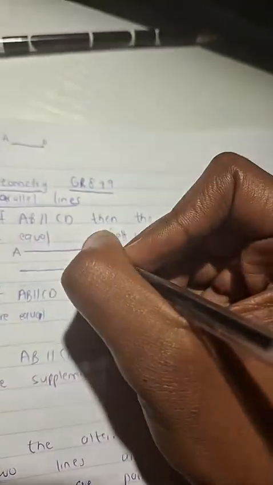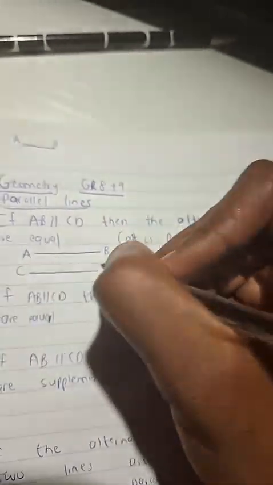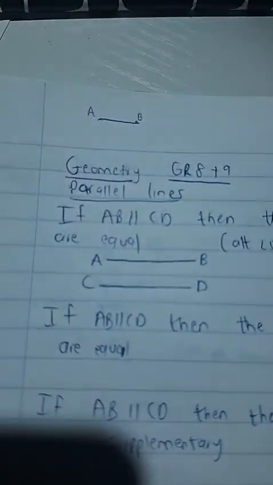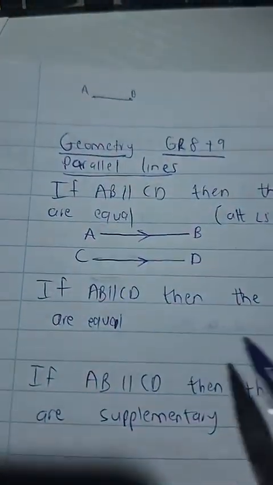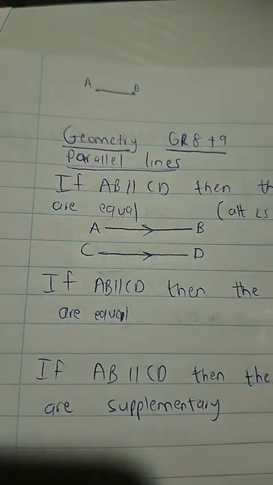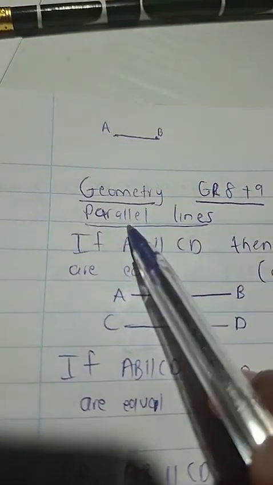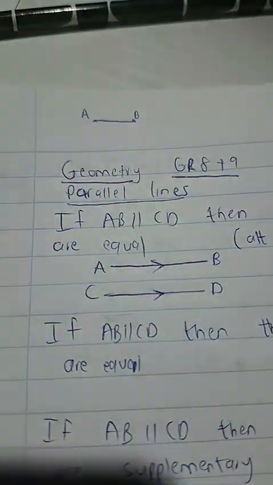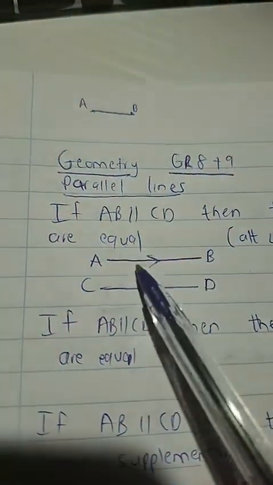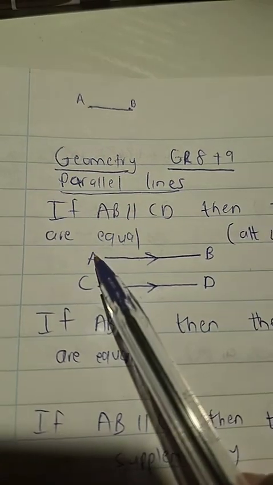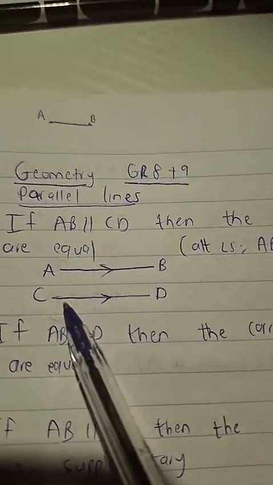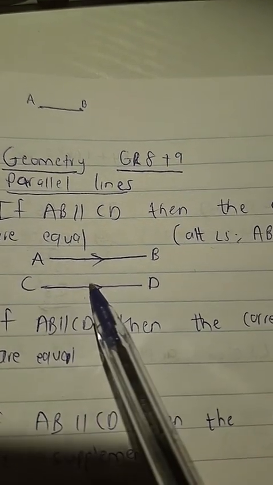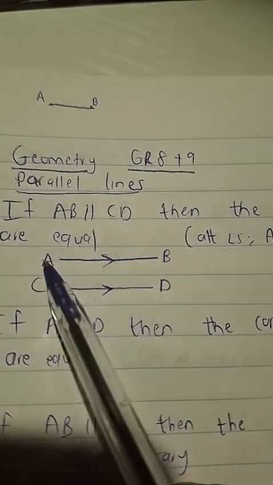Let's say this is line AB and then this is line CD. And let's say that these two lines are parallel. Now this word parallel refers to when we have two lines that are opposite each other, but they never touch or meet. They never meet.